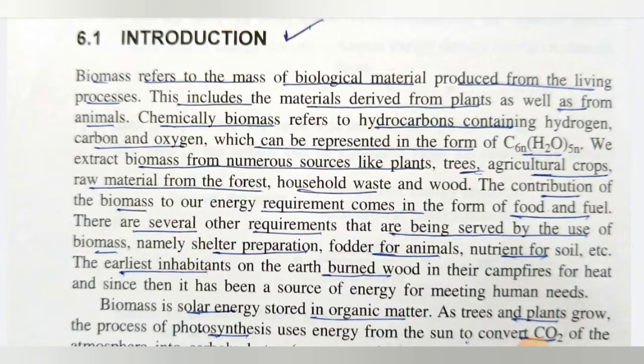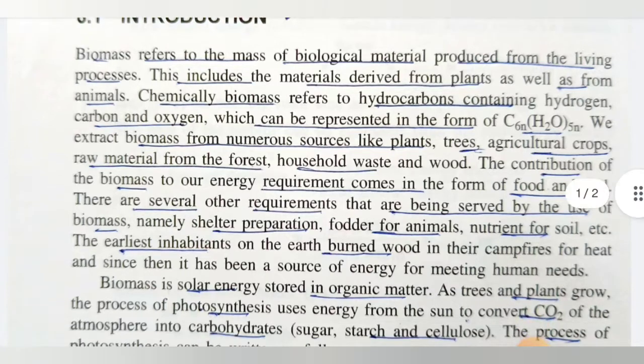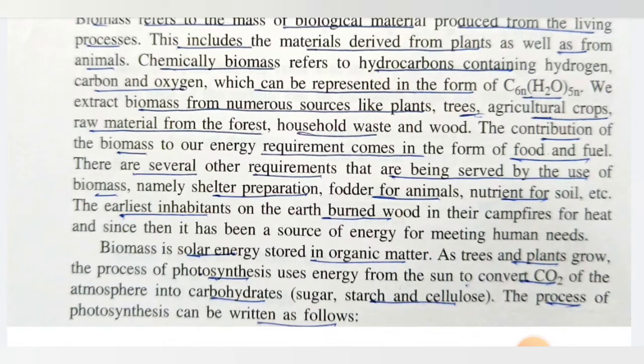We extract biomass from numerous sources like plants, trees, agricultural crops, raw materials from the forest, household waste and wood. These are all raw material sources for the production of biomass. The contribution of biomass to our energy requirement comes in the form of food and fuels. There are several other requirements served by the use of biomass, namely shelter preparation, fodder for animals, nutrients for the soil, etc. All these requirements can be fulfilled from biomass.